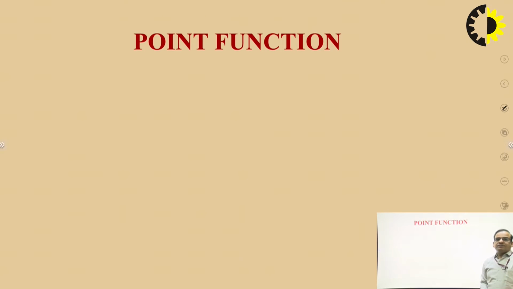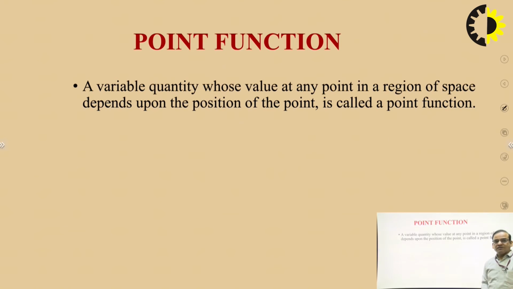And here is the first definition of the topic: the point function. So what is a point function? Firstly, we should understand. A point function can be defined by a variable quantity whose value at any point in a region or space depends upon the position of the point. Here we want to say that a point function is defined over a region of space, and it will give you some value at a particular point of the space.